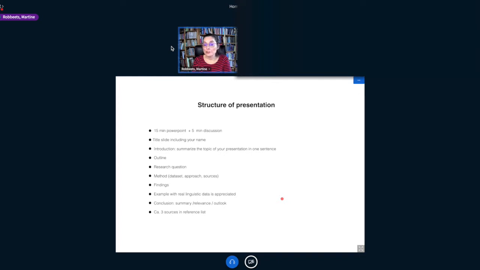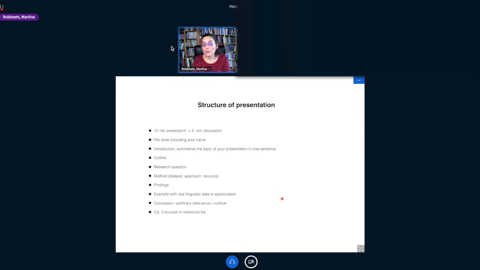The first slide should be a title slide, including your name, maybe some visualization of your topic. When showing your first slide, you can already introduce your topic to the public. You can summarize your topic, for instance, in one sentence. The second slide can be the outline, that means the structure of the presentation. That could be 3 or 4 bullet points showing what you're going to do. And then you can move to the body of your presentation.